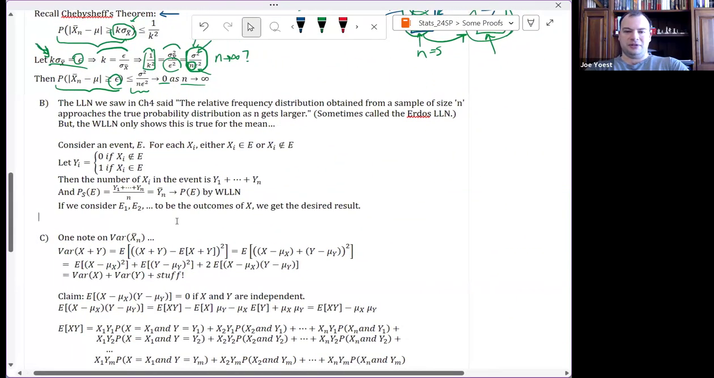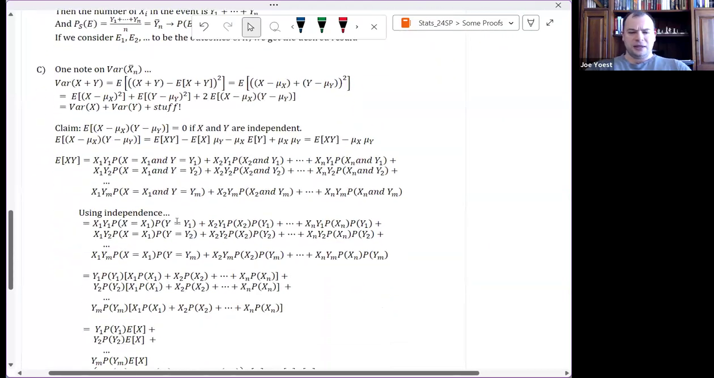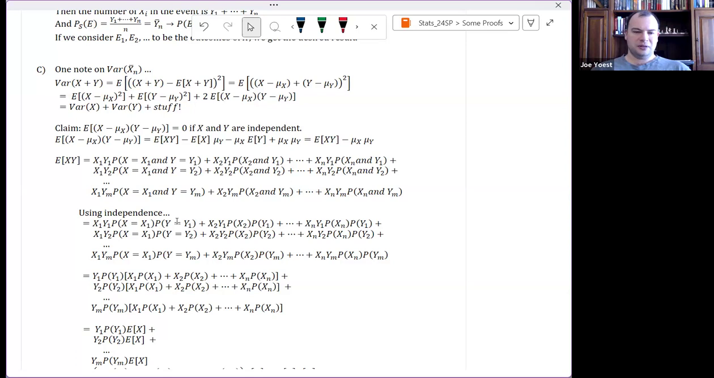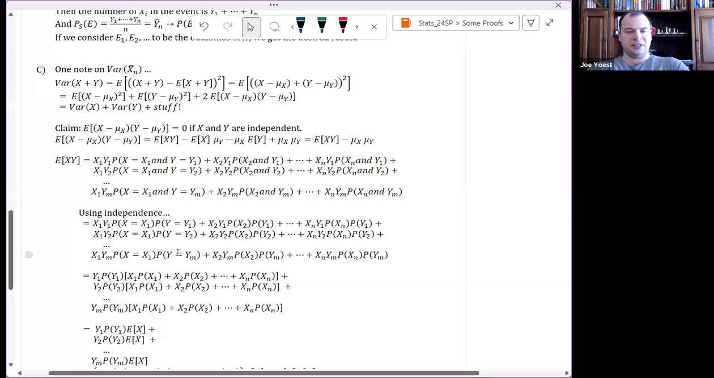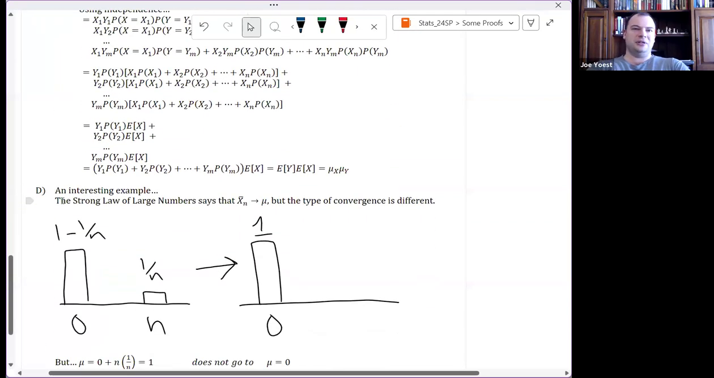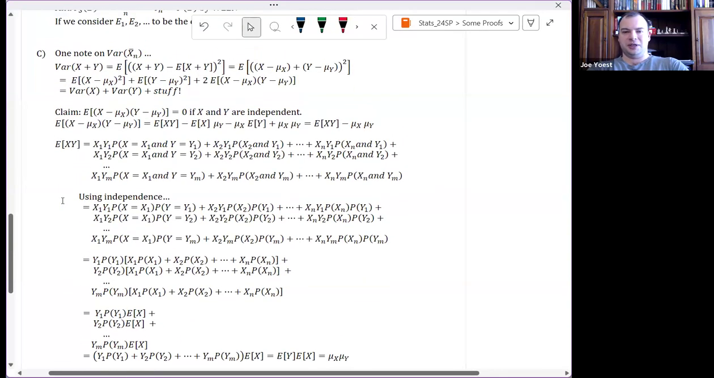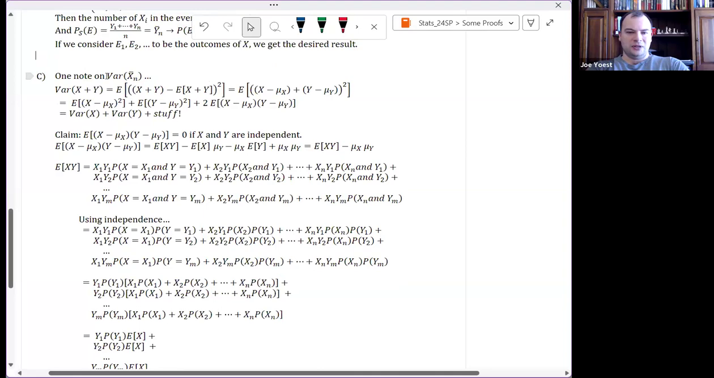So that's our weak law of large numbers. A couple of technical notes. Note C is at the edge of the discussions that are really the content for this course. And part D is just a little interesting tidbit that's beyond the scope of the course, but that you might find interesting.